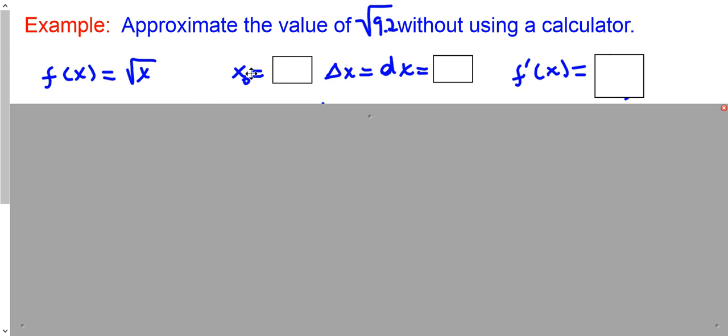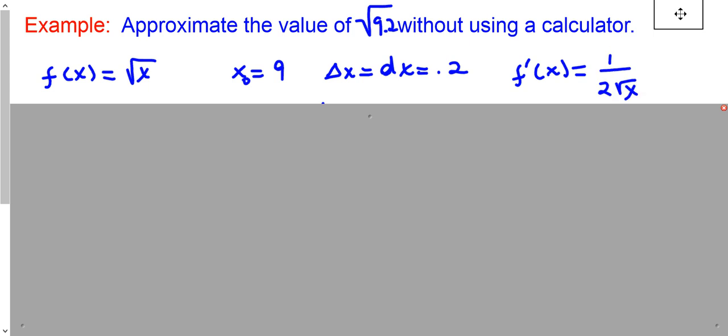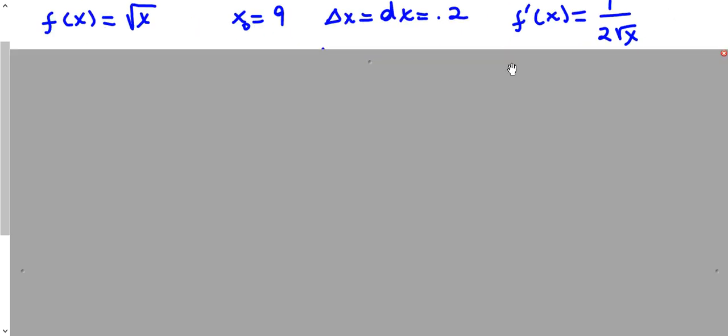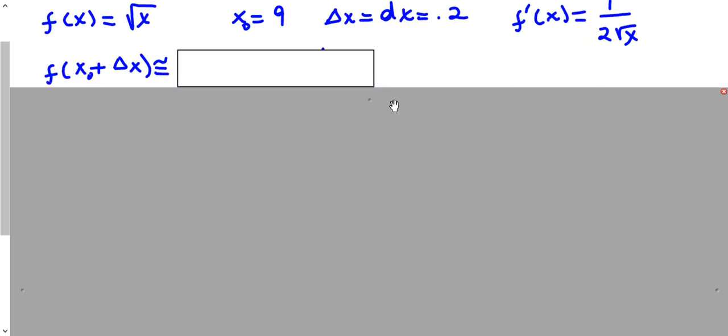So we're going to center it at 9, so the x sub 0, where we take the tangent line, will be at 9. And with the delta x, you've moved how much away? At 9.2, we have moved 0.2 away. That's our delta x. And what is the derivative of this function? We're going to need that in a little bit in the formula. The derivative of root x is 1 over 2 root x. So we're going to need all of these things as we finish the problem.